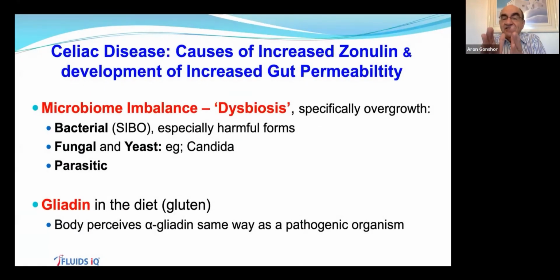I don't even want to get into that. So we know that celiac disease is caused by an increase in zonulin and a development, therefore, of an increased gut permeability. That's old news, by the way. Very old news. That's 15 years or more. And we know why it's happening. It's happening because of a microbiome imbalance. It's dysbiosis of the bacteria, SIBO, the fungal changes, Candida, for example, parasitic changes, and gliadin in the diet from gluten. That's the active component, alpha-gliadin. And by the way, one of the reasons is because the body perceives alpha-gliadin in the same way as it's perceiving a pathogenic organism, and it acts accordingly.